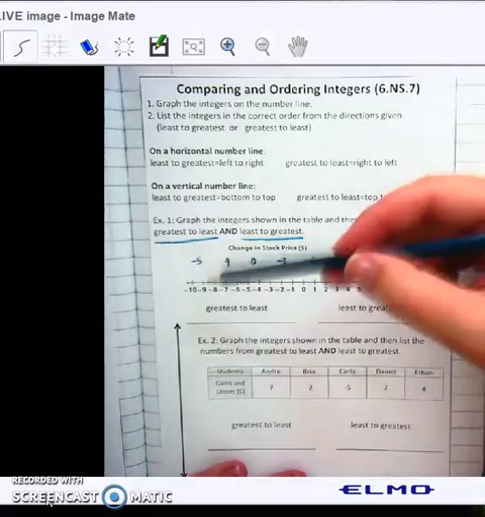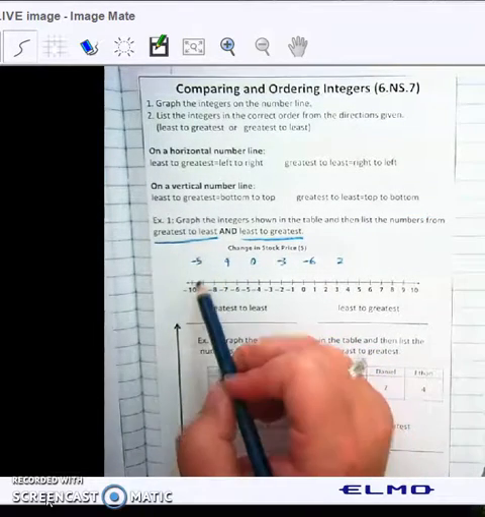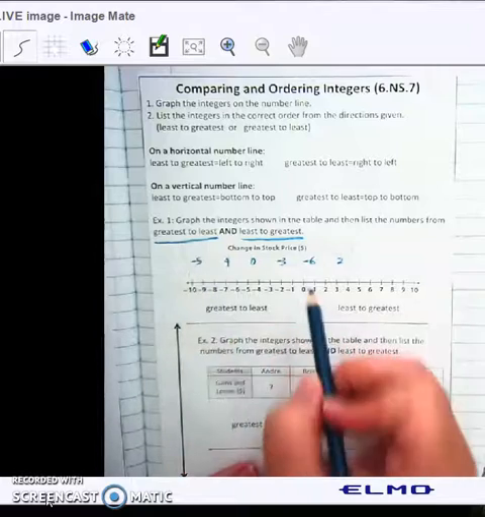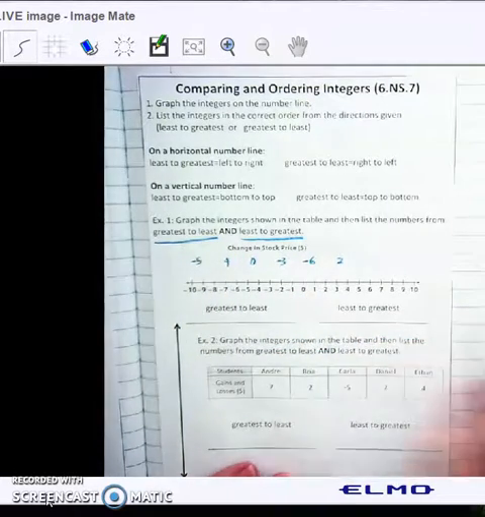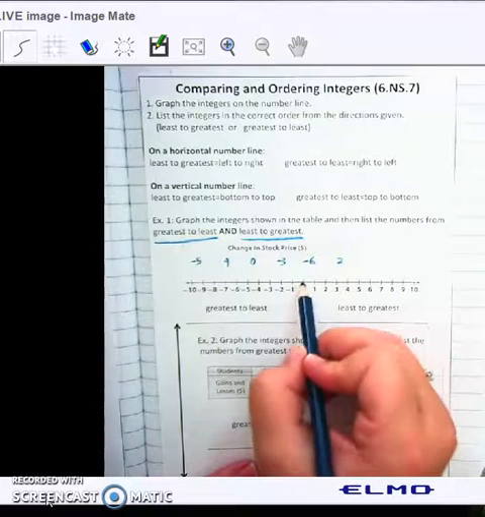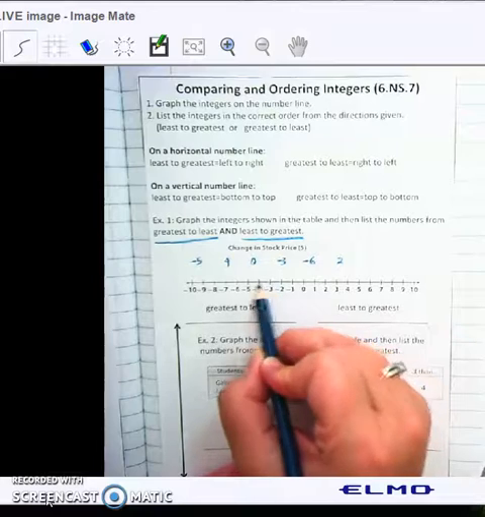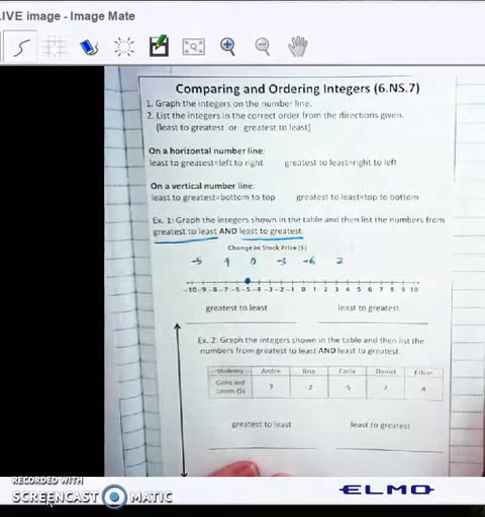Okay, so let's start with -5 first. You always want to look at the sign in front of the number. In this case, we have a negative, so that means that we're going to go to the left of 0 because it's a horizontal number line. So let's start at 0, which is a neutral number, and we're going to go to -5, or 5 spaces to the left. So 1, 2, 3, 4, 5. So we're going to put a closed dot at -5.